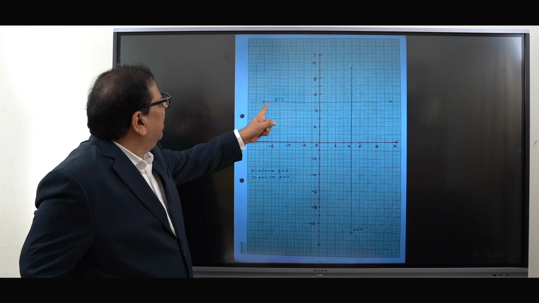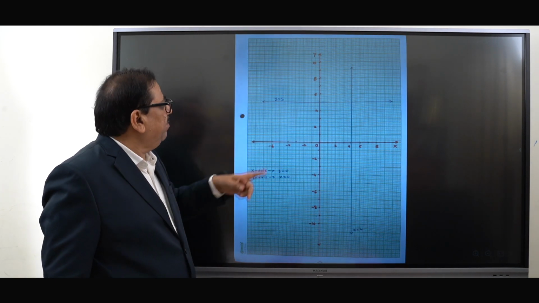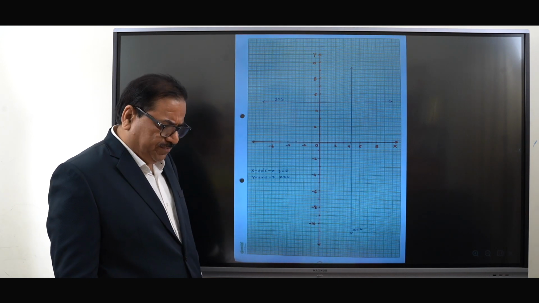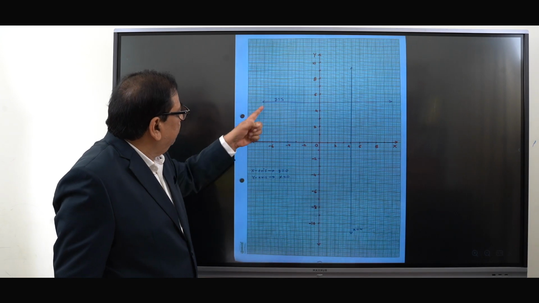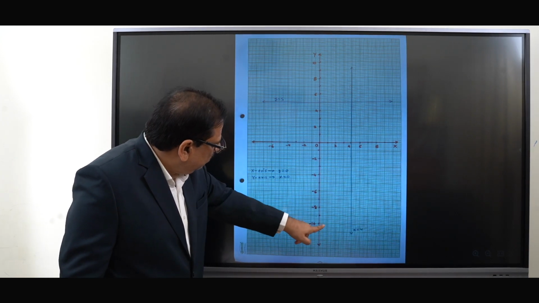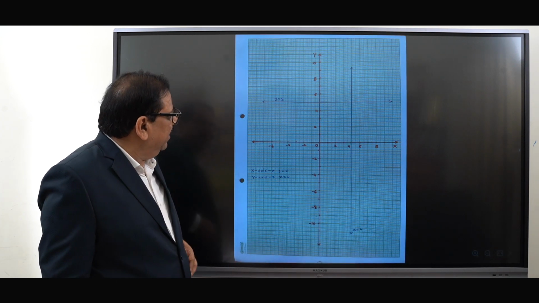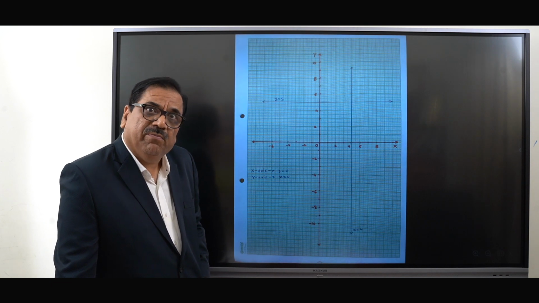For example, here the line is intersecting the y-axis at 5. Therefore, the equation of the line parallel to the x-axis is y is equal to 5. If that line is here, suppose touching through -10, then the equation of that line will be y is equal to -10.